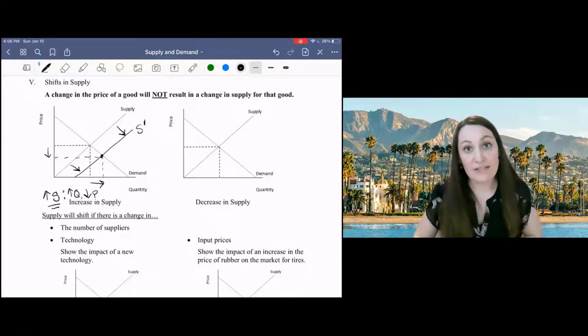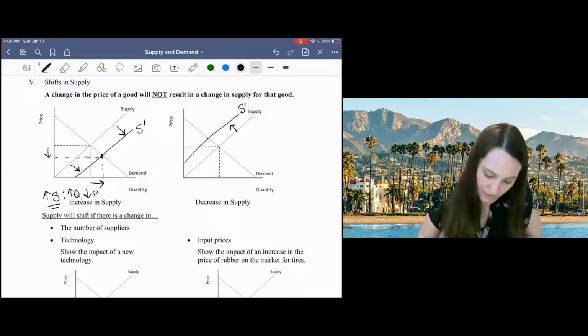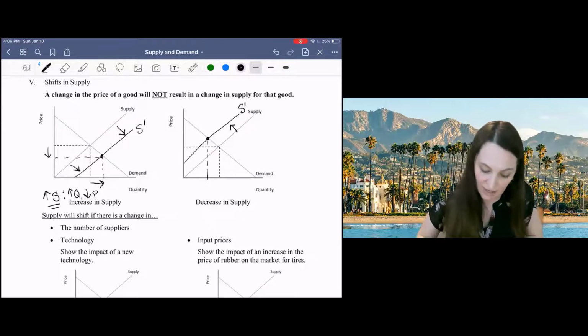Likewise, if we have a decrease in supply, the good is becoming more scarce, and the price on the market will increase. You can think of this as an inward shift of the supply curve, leading to a new equilibrium point here at the intersection of our new supply curve and the demand equation, leading to a decrease in equilibrium quantity, but an increase in price.